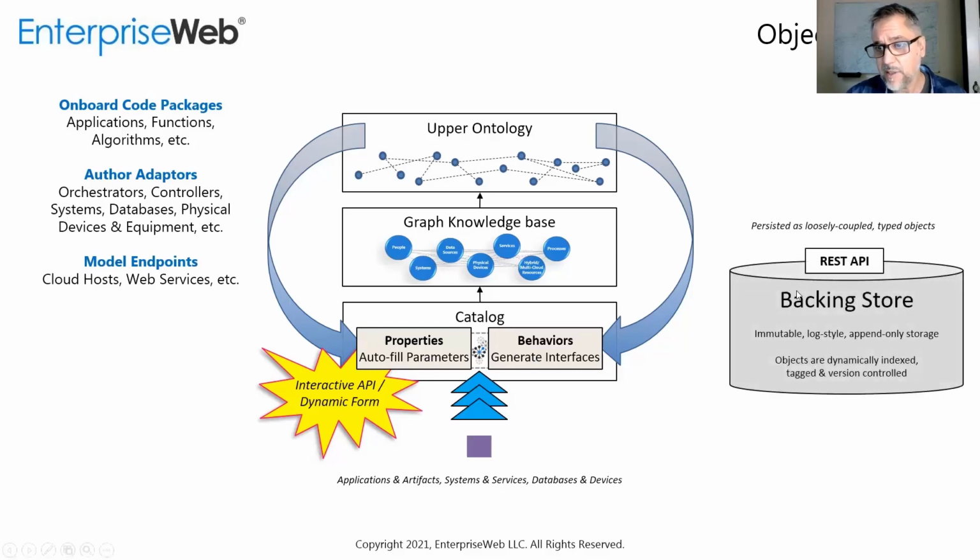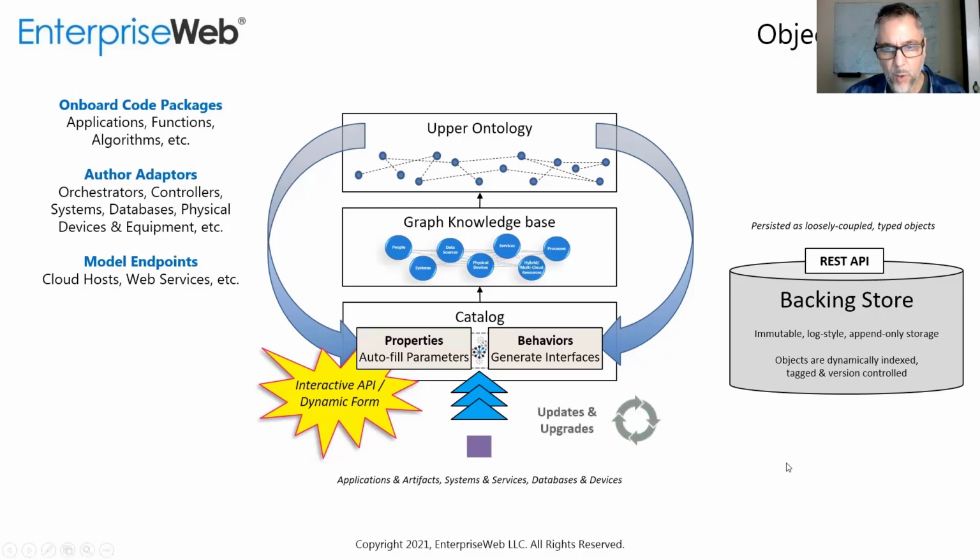Everything, like I said, is persisted in a backing store, and it's an immutable log style append-only storage. It's cloud native in its nature, right? All the objects in Enterprise Web are dynamically indexed, tagged, and version controlled. So all those things are just done in the background for the customers. They don't have to worry about those concepts. Essentially, we're abstracting storage from them.